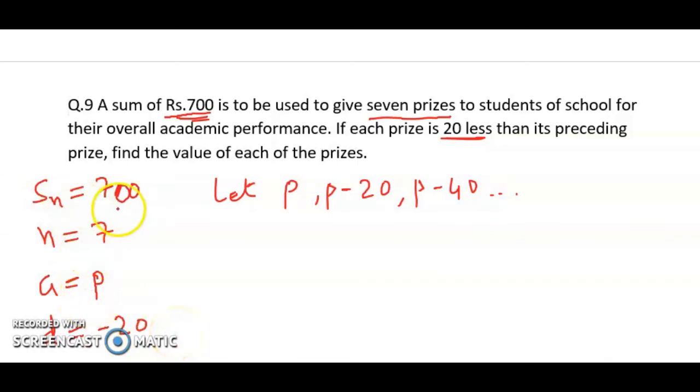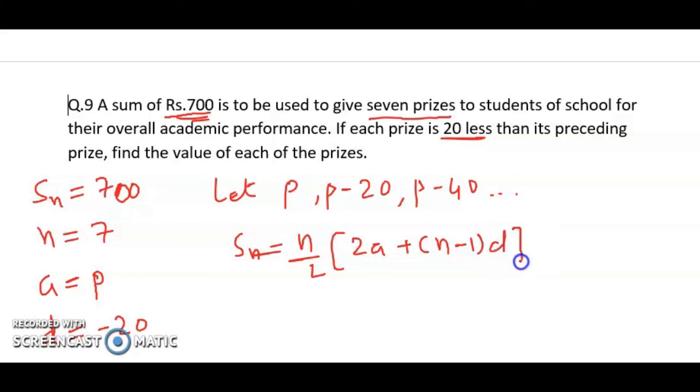So put this value in the formula of Sn. The formula is Sn equal to n by 2 into the bracket 2a plus n minus 1 d. In place of Sn we will put 700. n is given 7, so it will be 7 divided by 2. 2a, a is first term, that is first prize P. Again here 7 minus 1, so 6, and d is minus 20.